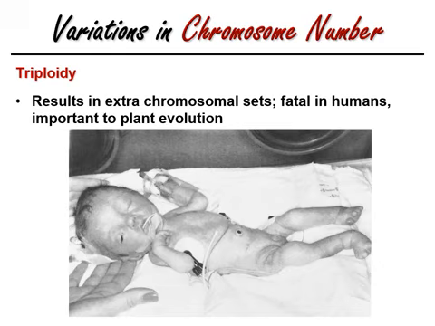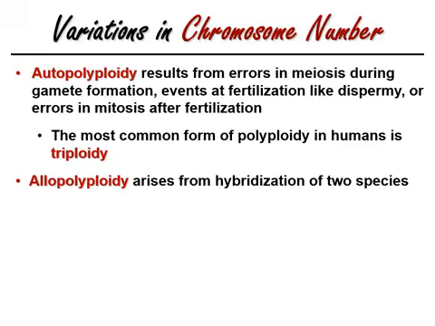And so here's just an example, unfortunately. It's a sad picture. This is an example of a little baby that was born with triploidy. This is a very rare live birth, but as you can see, there are tremendous birth defects. This baby is on life support, and this one particularly didn't survive for more than 8 days after being born. So triploidy results in extra chromosomal sets. It's fatal in humans, but it's important to plant evolution. So allopolyploidy arises from hybridization of two species.